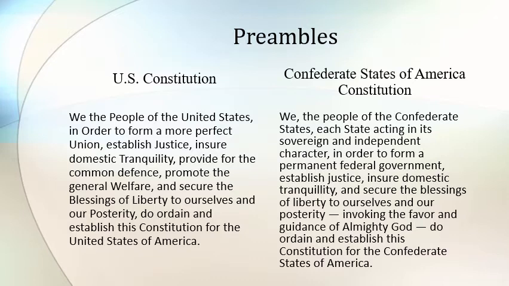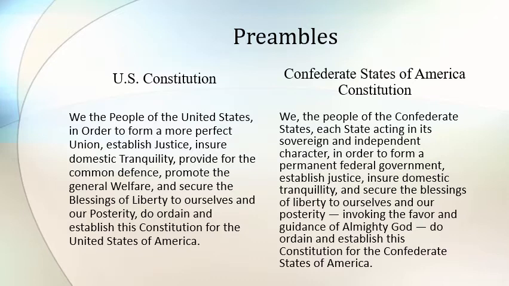In looking at the Confederate States of America, it says the following: "We, the people of the Confederate States, each state acting in its sovereign and independent character, in order to form a permanent federal government, establish justice, ensure domestic tranquility, and secure the blessings of liberty to ourselves and our posterity, invoking the favor and guidance of Almighty God, do ordain and establish this Constitution for the Confederate States of America."